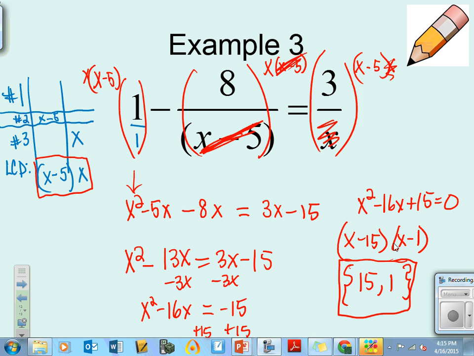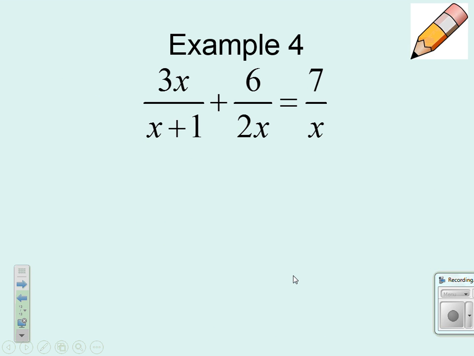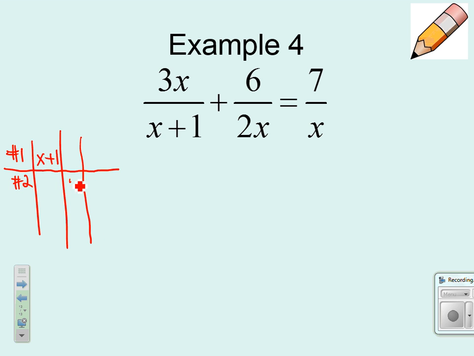Okay, let's do one more. Example number 4. I have to find my lowest common denominator. Fraction number 1, x plus 1. Fraction number 2, 2 and an x. Fraction number 3, an x. Remember, those are being multiplied, so they're factors, so we split those up. My lowest common denominator in this problem would be 2 times x times x plus 1.